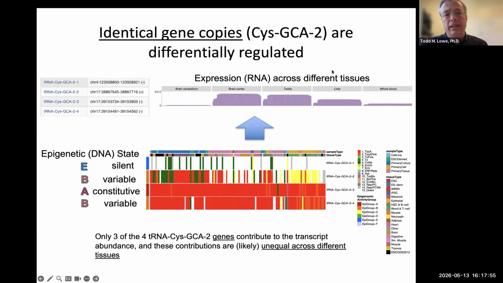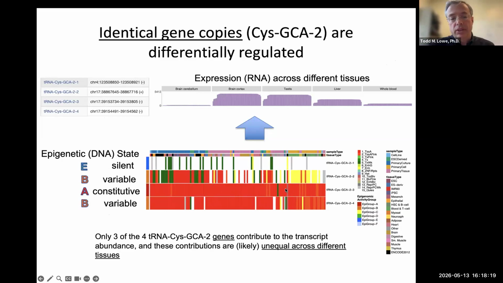But this is cysteine, where in this case we have actually four different copies of the same gene. So 2.1, 2.2, 2.3, 2.4. You can see these are the different genomic locations. Three of them are on chromosome 17, and one is on chromosome 4. They have four different programs, but we have three different types here.